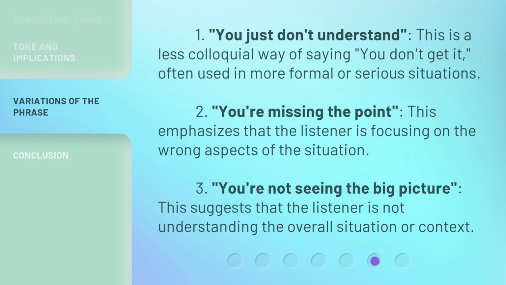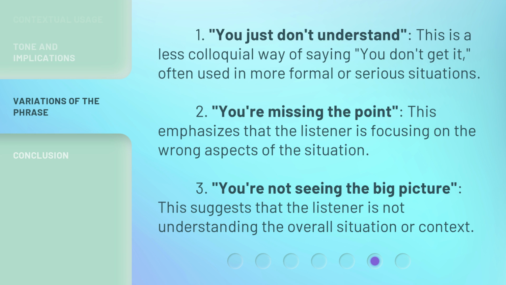1. You just don't understand. This is a less colloquial way of saying, "You don't get it," often used in more formal or serious situations. 2. You're missing the point. This emphasizes that the listener is focusing on the wrong aspects of the situation.